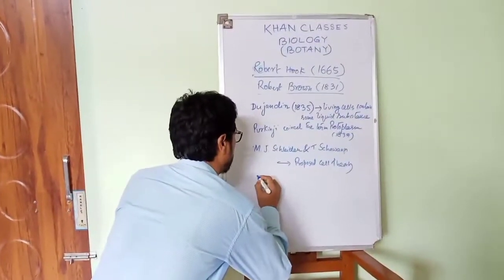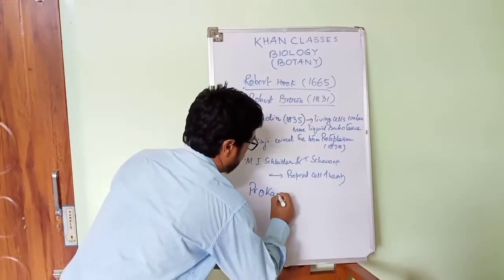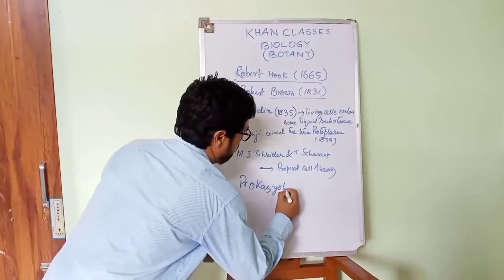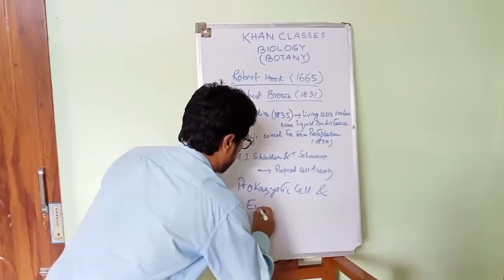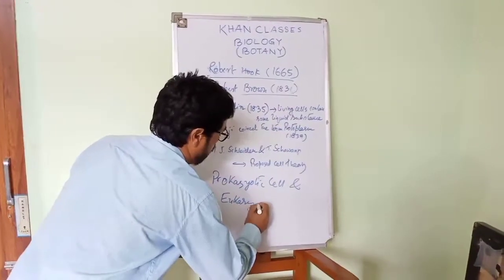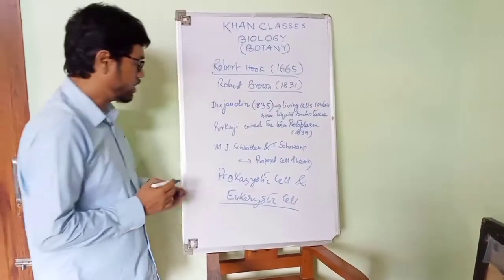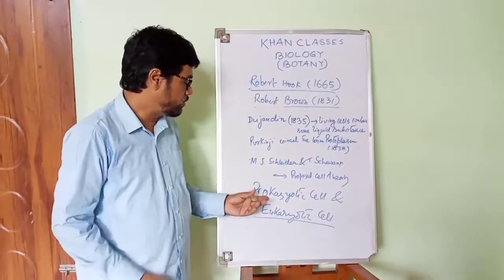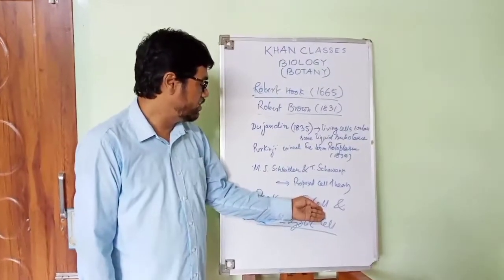So this is two types of cells, prokaryotic cell and eukaryotic cell, based on their origin. Now what are these? Prokaryotic cells: pro means primitive, karyon means nucleus, and cell means a living structure.